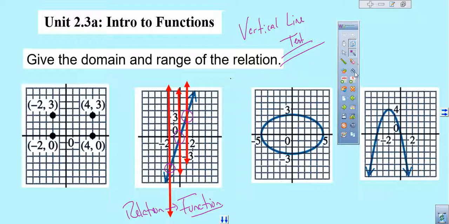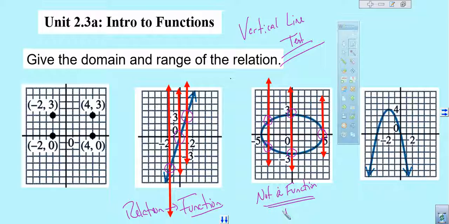We can also use this on any type of graph. So if we take a look at this graph right here, we draw right there, it passes through twice, draw right there, passes through twice. If we draw over here, it only passes through one time. That's only once right there. But that doesn't matter. At any other place on this graph, it passes through two times. So this is not a function.